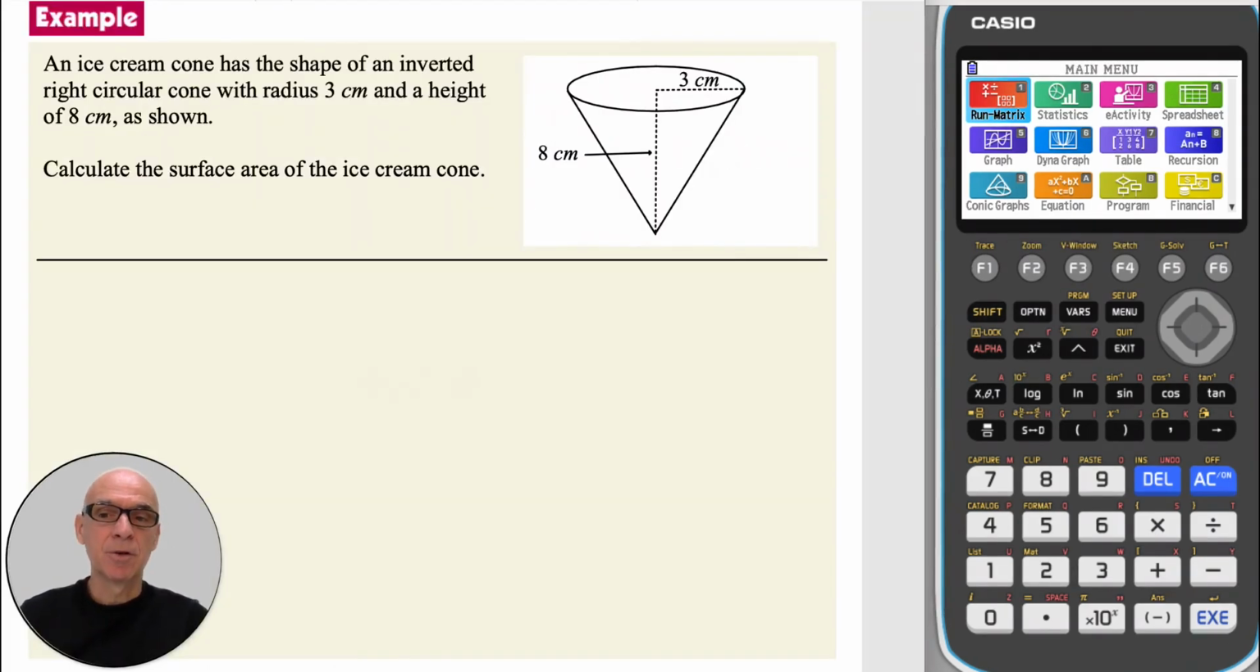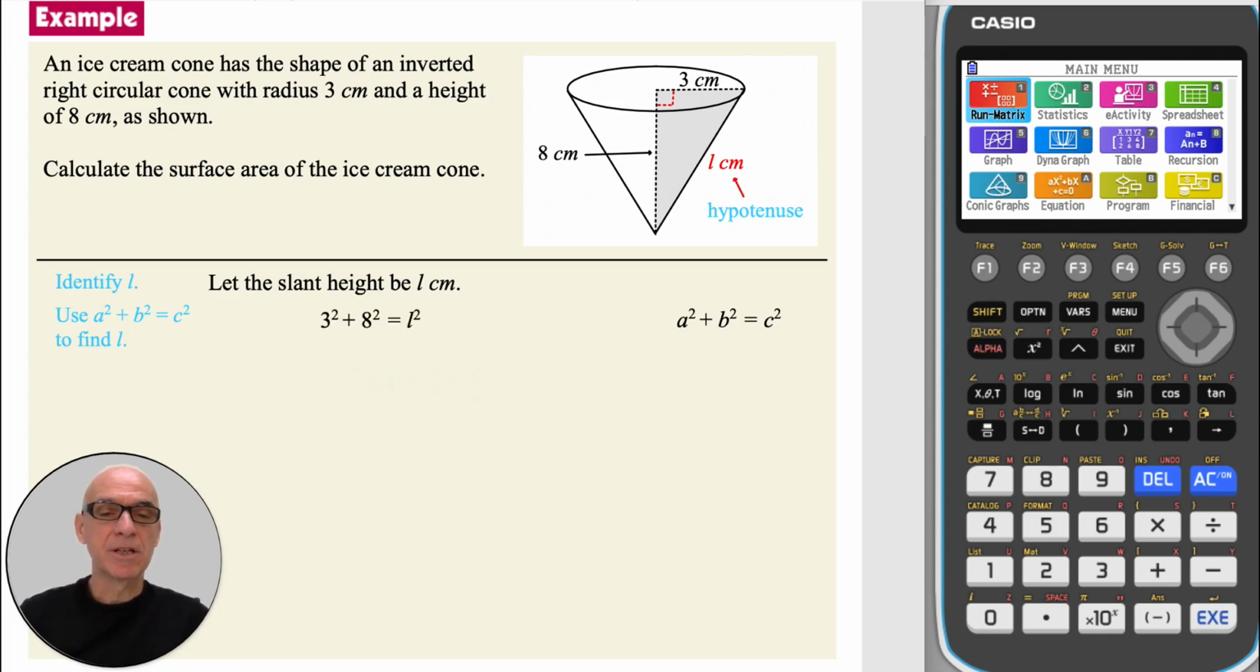In this question, we're asked to calculate the surface area of the ice cream cone. We start by identifying the slant height, L, as shown, and then identifying that Pythagoras' theorem can be used to find L, which is the hypotenuse of the right-angled triangle shown. Substituting in the values and solving the equation gives the value shown.